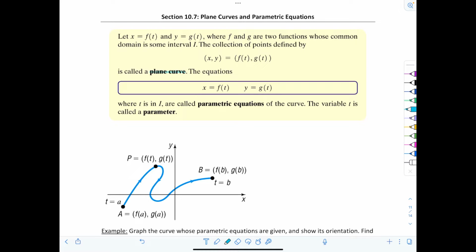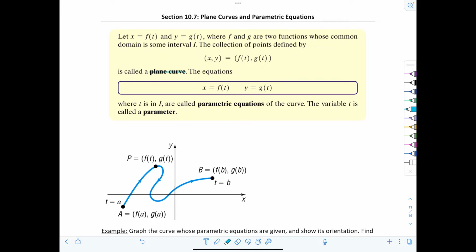And the two equations, x equals f of t and y equals g of t, where t is in the interval I, are called parametric equations of the curve. And the variable t is called a parameter. So just some things to get straight.